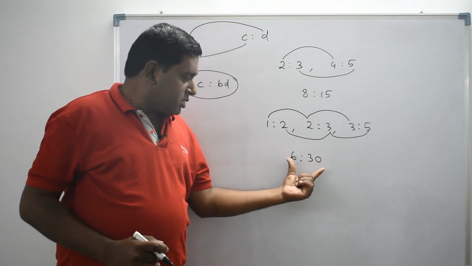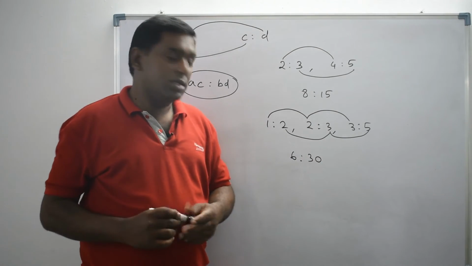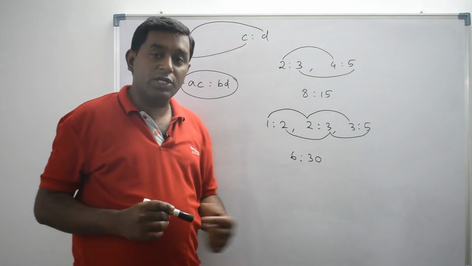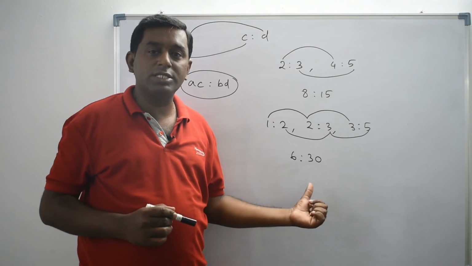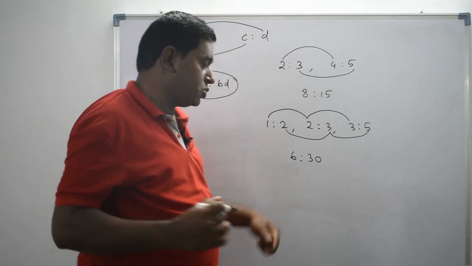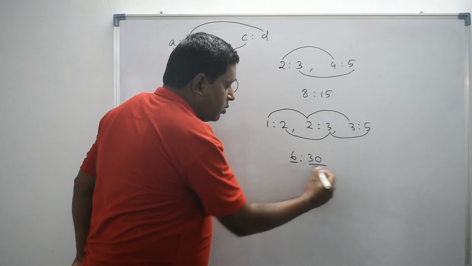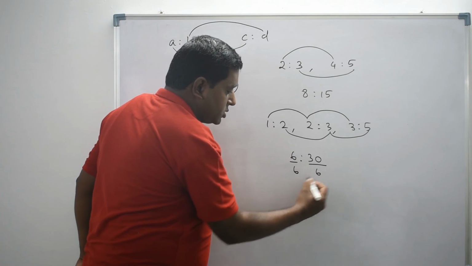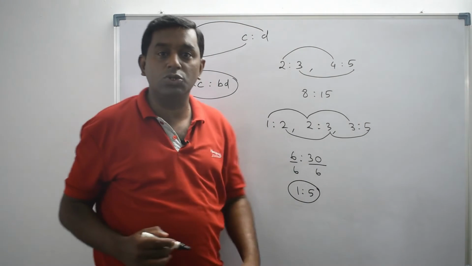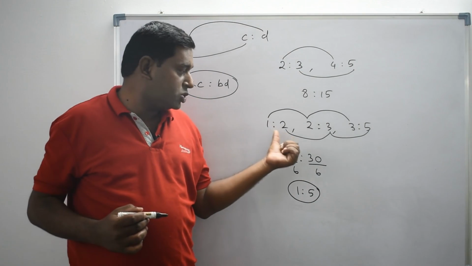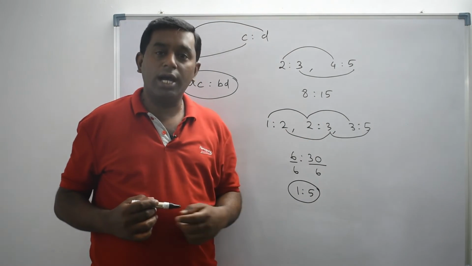But this ratio is not in its simplest form. Both the terms of the ratio are integers, but this is not in simplest form because there is a common divisor 6 for both the terms of this ratio. So we can divide both the first term and second term by 6. So it's going to be 1 is to 5. So 1 is to 5 is the ratio compounded of the three ratios 1 is to 2, 2 is to 3 and 3 is to 5.